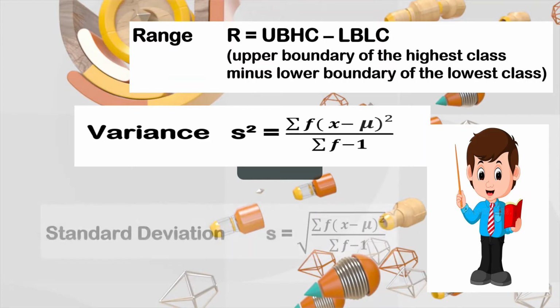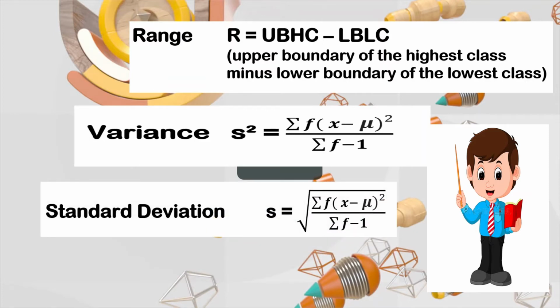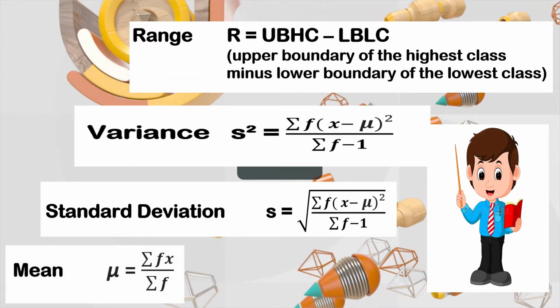So we have the standard deviation. The standard deviation is equal to S is equal to the square root of the sum of F times the quantity, the square of the difference of the class mark and the mean, and then all over the sum of F minus 1. Or shall we say, it's just the square root of your variance. We need also the formula for the mean, since we need to get the mean first so we can complete our data in the table, and gradually we can complete the variance and standard deviation. Our mean is equal to the sum of fx divided by the sum of f.